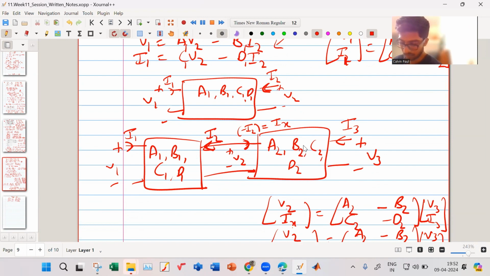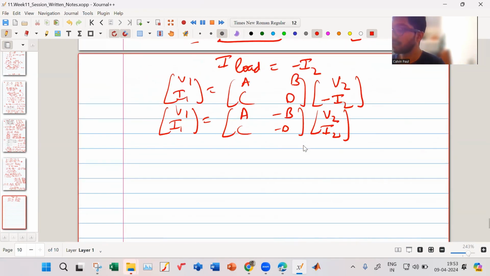What about the reciprocity conditions? Symmetry we have seen. Reciprocity conditions. So what do you mean by reciprocity?